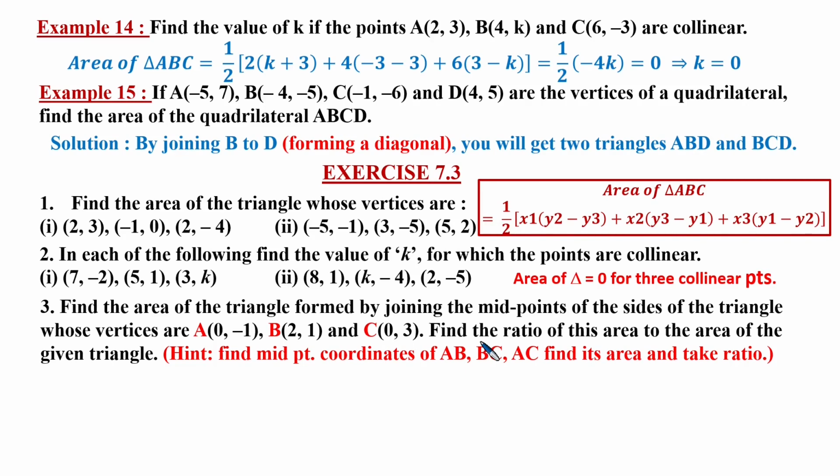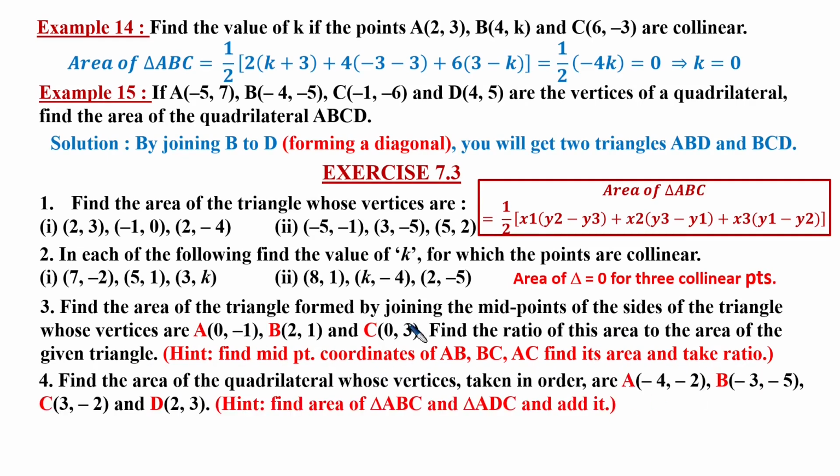Then you can find the area of the small triangle, and then you find the ratio. That means you divide the area of the bigger triangle by the smaller triangle, and you can know by what factor it is bigger, or the small triangle by the big triangle tells you how many times the small triangle is smaller than the big one. What they have asked is to find the ratio of this area to the area of the given triangle. So this is the given triangle, and the ratio is of the small triangle to the big triangle. Here I have given a hint: find the midpoints, find the area and take the ratio. This is easy to do.